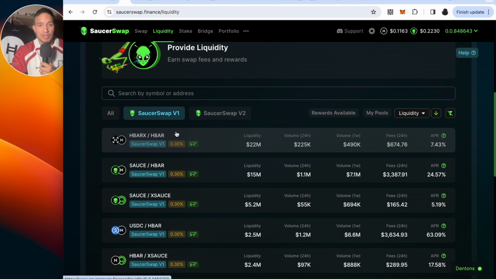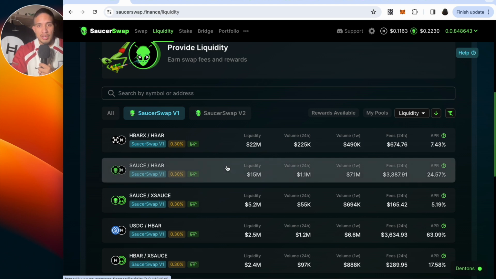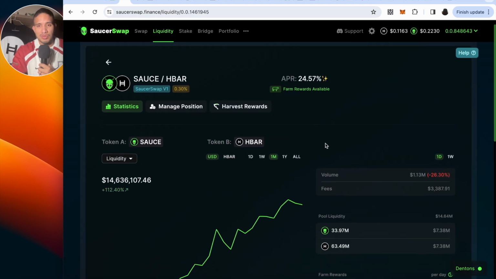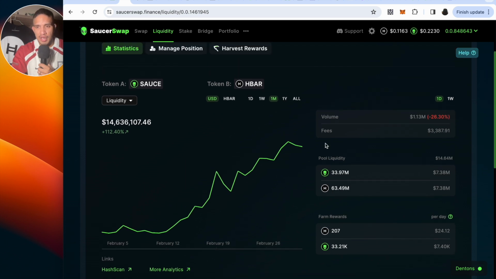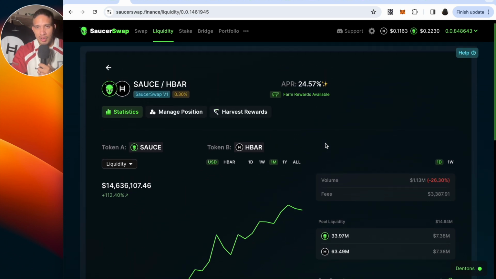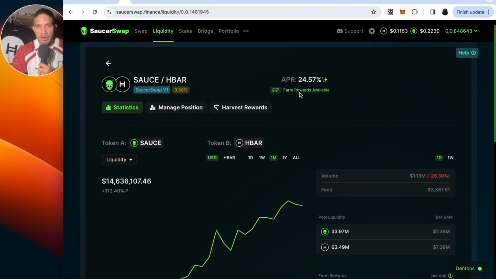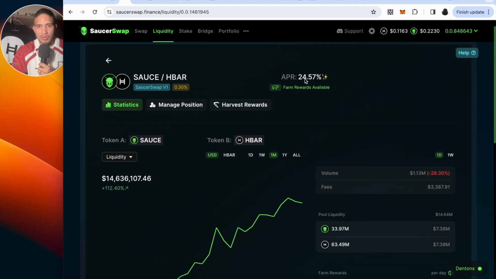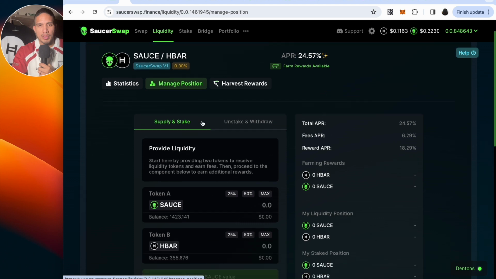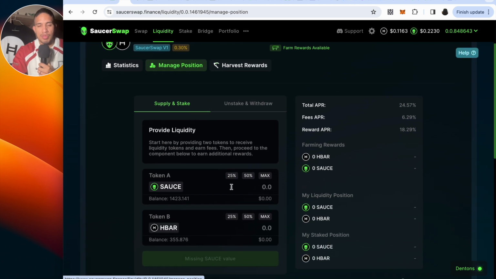So one of them, see V1, you can come here and click on SAUCE and HBAR farm, and then you will see here on the side the APY. The APR is 24 and 57%. Farm rewards available, so it's paying 24%. If you pair your SAUCE and HBAR tokens and then manage that position, you can open one here and then boom, throw them in here.